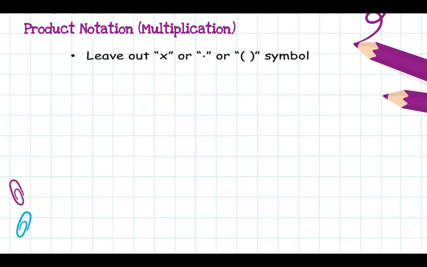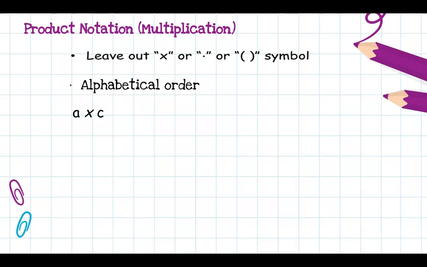For our first rule in simplifying terms, first we leave out the multiplication symbol x or the dot in the middle or the brackets or parenthesis symbol. The second rule is always make sure that you arrange them in alphabetical order. When I talk of them, that means that will be your variables.